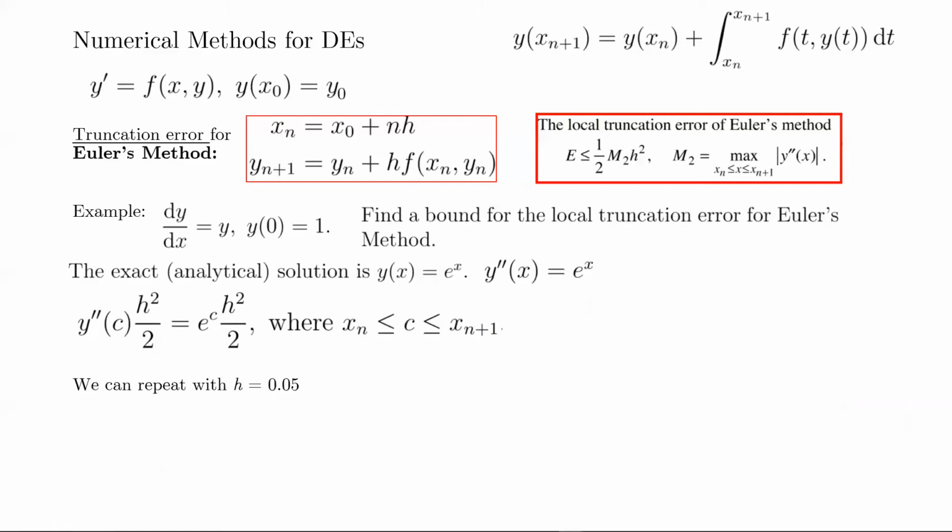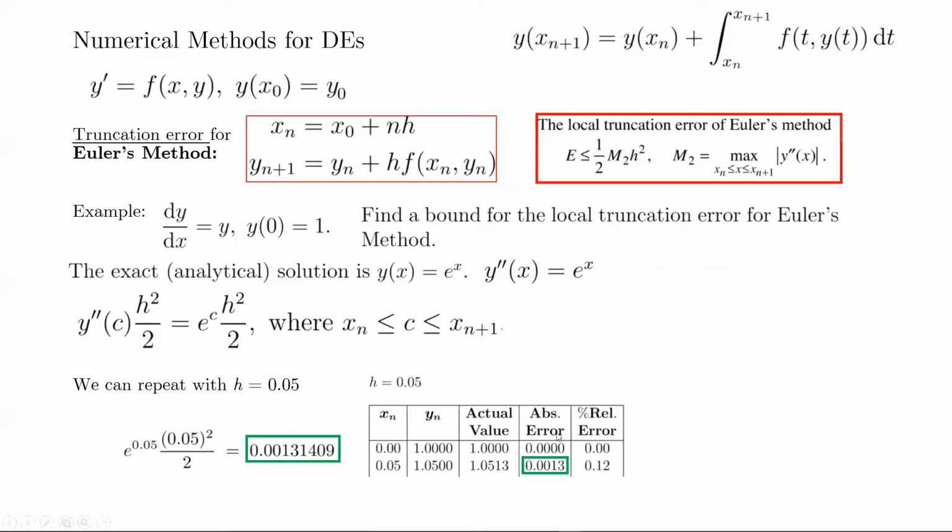We can repeat that same process with h equals 0.05. So in the first step of Euler's method, on the domain x equals 0 to x equals 0.05, the maximum value of the second derivative, e to the x, is just going to be e to the 0.05 multiplied by h squared, 0.05 squared, over 2, which is 0.001314.